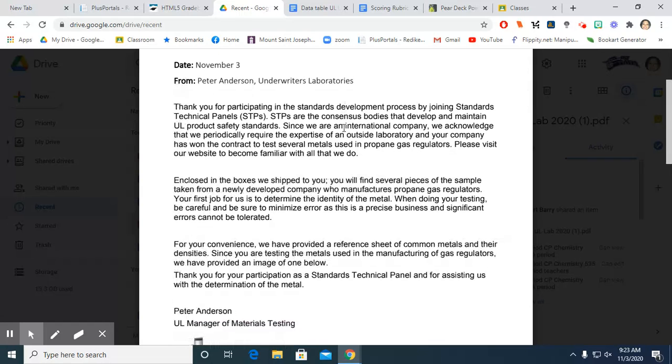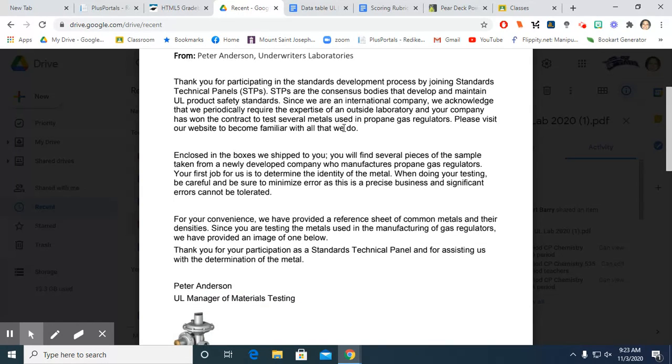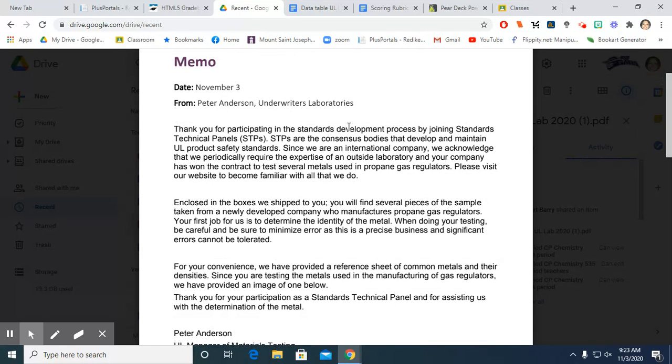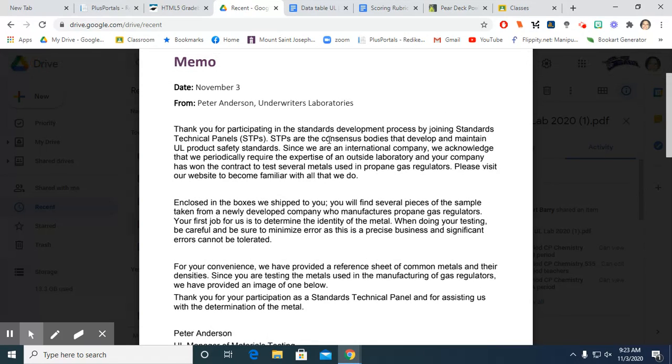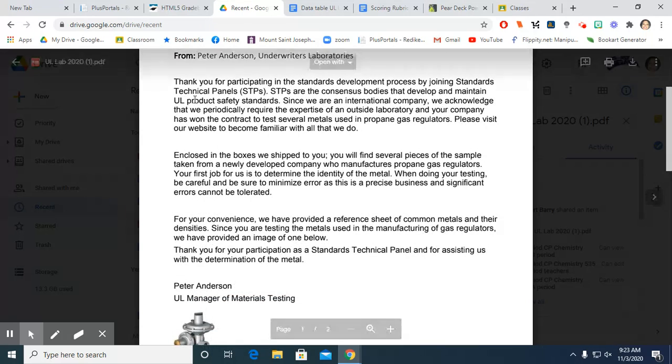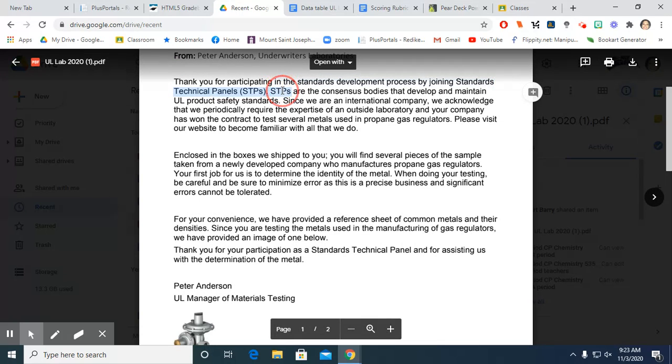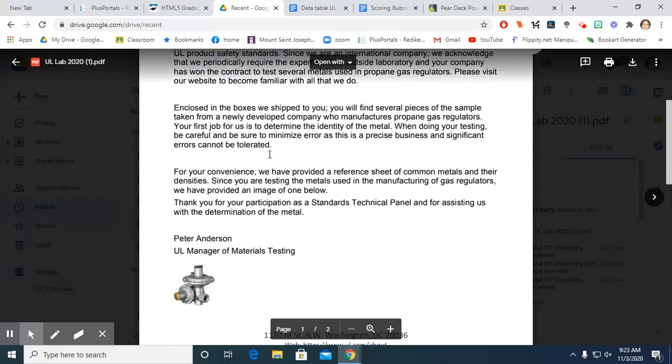So hopefully you've already read through this letter and you understand that you're a lab company, and you're helping out Underwriters Laboratory, which is a huge corporation that accredits laboratories or tests products for safety and to see if they are doing what the product claims they're doing. So they have their hand in a lot of things that have to do with laboratory work. Sometimes they ask for other private laboratories to help out. That would be being part of a standard technical panel, and that's what your company is doing.